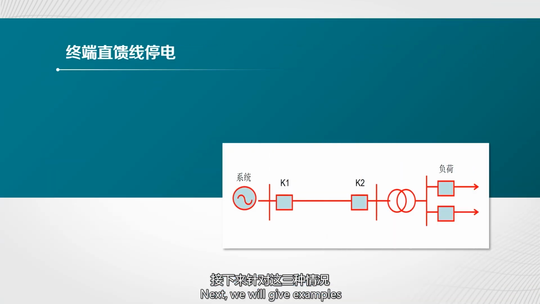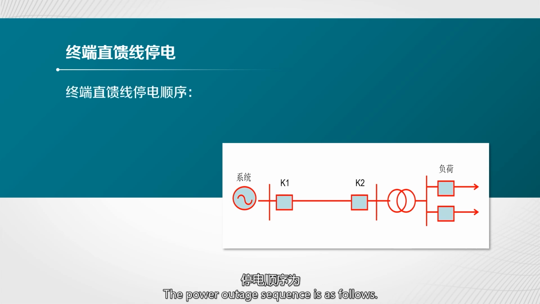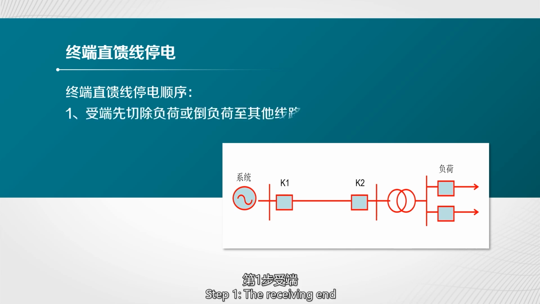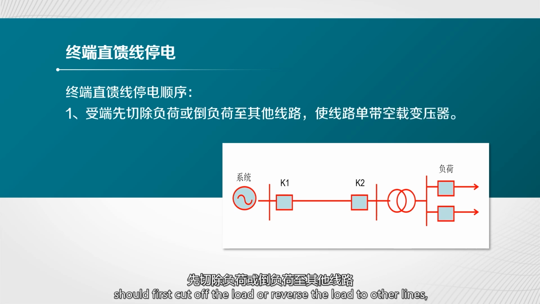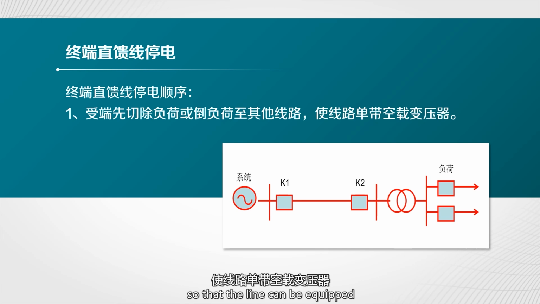Next, we will give examples to introduce these 3 situations separately. Power outage to the terminal direct feeder as shown in the figure. The power outage sequence is as follows. Step 1. The receiving end should first cut off the load or transfer the load to other lines, so that the line can be equipped with a single no-load transformer.